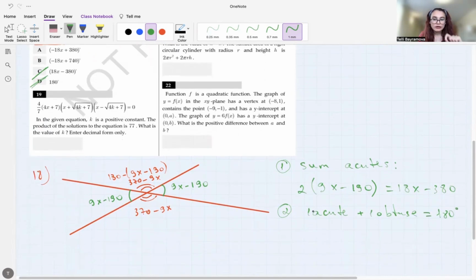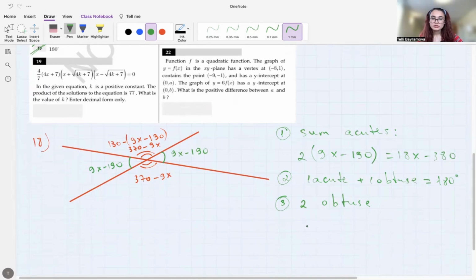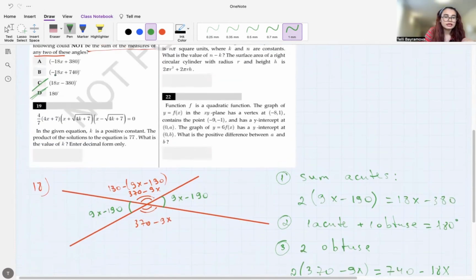Now let's find 2 obtuse angles. What is one of them? 370 minus 9x. What about 2 of them, multiplied by 2? It's 740 minus 18x. So let's look: 740 negative 18x plus 714. Just change their places. So the answer is A.